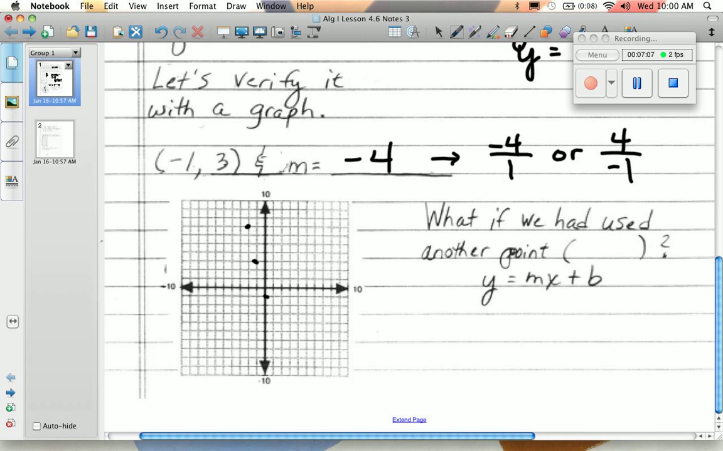Courtney? (1, -5). So in other words, if we go down another 4 and right 1, we have (1, -5). Okay? So we're going to put -5 in for y, -4 in for the slope, m, and 1 in for x, and we're going to solve it for b.